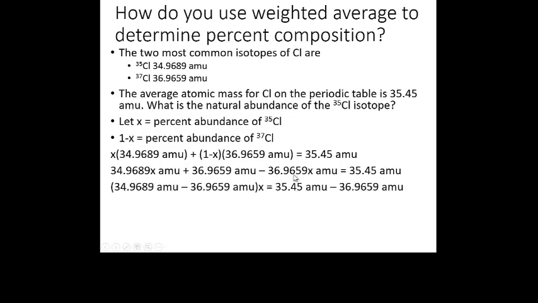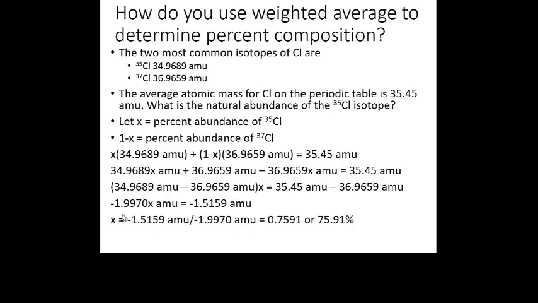Then we're going to collect our like terms. So we collect our X's together and we put this number here over on the other side, right? Collect our numbers together. We end up with this relationship here. If we divide both sides by the negative 1.9970, then we find that X is 0.7591 or 75.91%. So we know that chlorine 35 is 75.91%. And then that means the chlorine 37 isotope makes up the rest to get to 100.